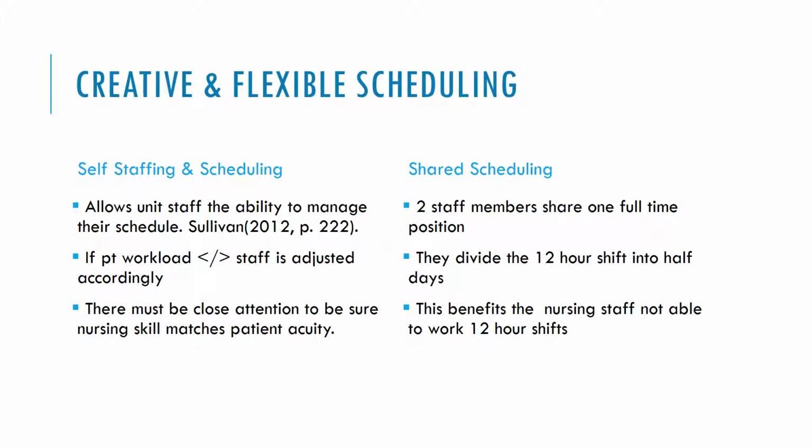Creative and flexible scheduling. Well, self-scheduling is one option, and that allows the unit staff the ability to manage their schedule. If patient workload is decreased or increased, then staff is adjusted accordingly. There must be close attention to be sure nursing skill matches the patient acuity. Shared scheduling is when two employees or staff members share one full-time position. So they divide the 12-hour shifts into half days. This benefits the nursing staff that's not able to work those long 12-hour shifts for whatever reason.